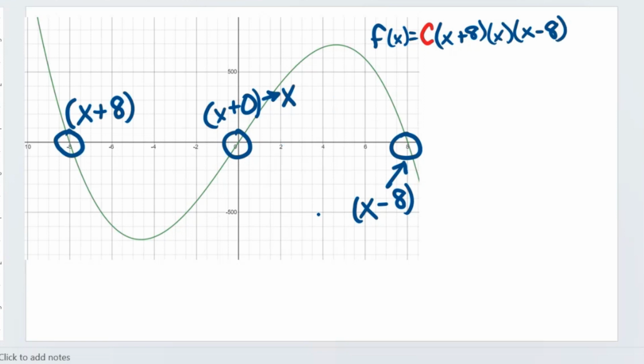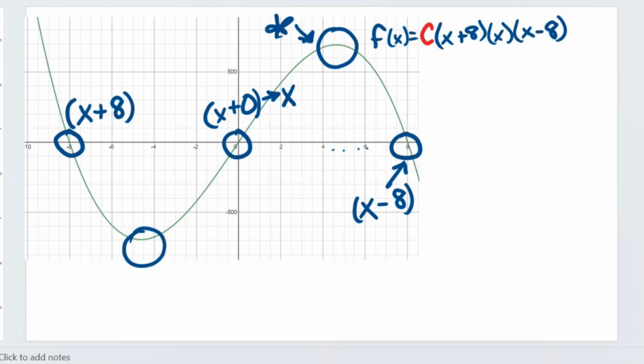Now, in order to find c, I need to use a coordinate that's on this graph somewhere. And typically, we use either the minimum, a relative minimum, or a relative maximum. I'm going to use this relative maximum. So I need to figure out exactly where it is. So my x values look like they are counting by halves. So this would be 4.5. This is 5, 5.5, and 6.